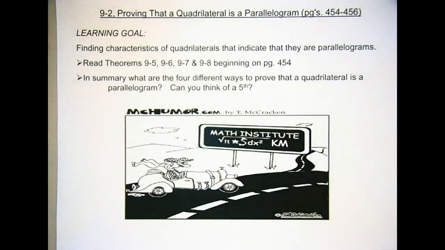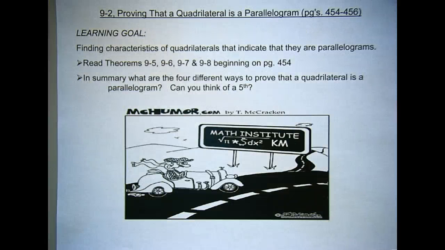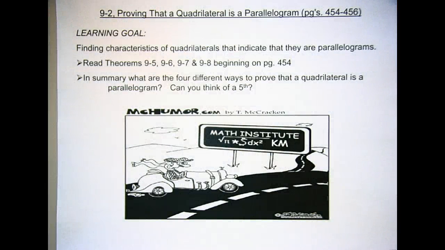So 9-2, proving that a quadrilateral is a parallelogram. Everyone's attention up here. Think back to yesterday. You shouldn't even really need the theorems for this, but if you want to grab a book and look on page 454, you can. There are 4 ways that the book describes these 4 theorems.